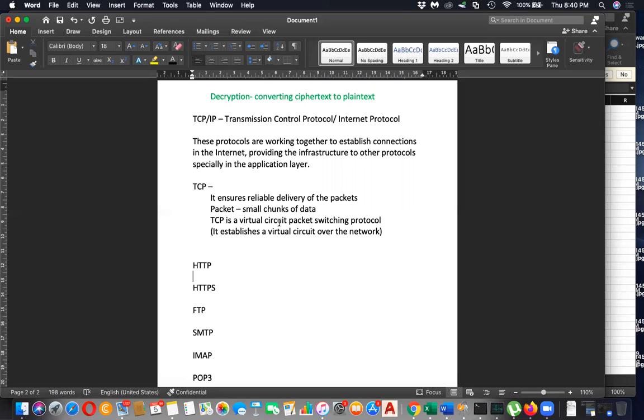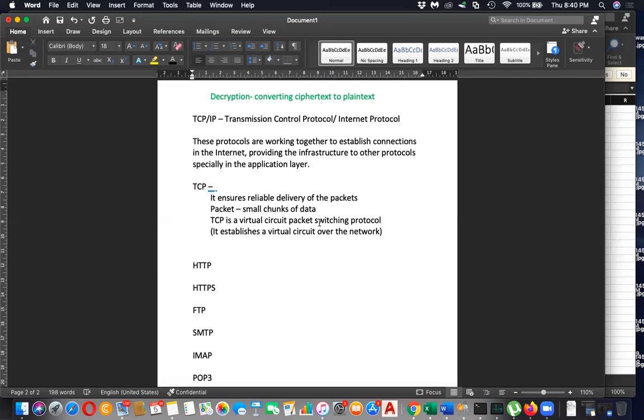When you send packets in this unreliable environment, they will go here and there. They will try to find the easiest path or the less traffic path, and finally they will come to the destination. But what TCP does is it will go and establish a pre-circuit. Then packets will not follow different paths. Packets will follow the same path.